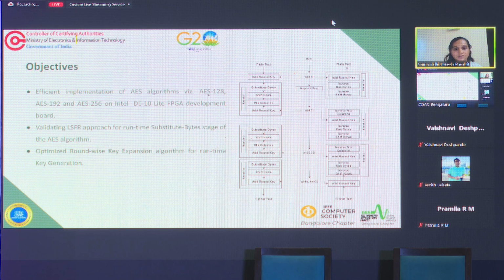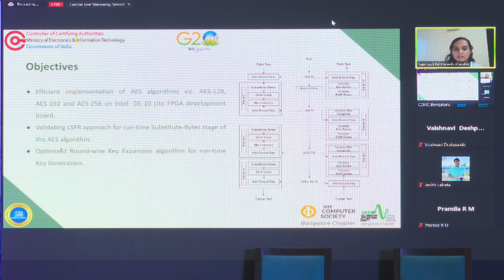So the objectives are three. First of all, efficient implementation of AES algorithms on an FPGA board, to get the advantages of hardware cryptography. The second one is trying the LFSR approach and validating it for the AES algorithm in the substitute byte stage. And the third one is trying an optimized round-wise key expansion algorithm for runtime key generation.